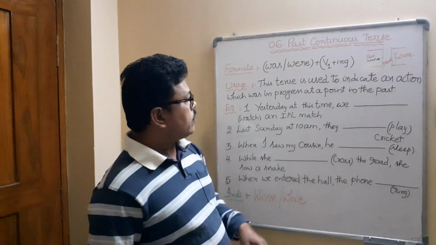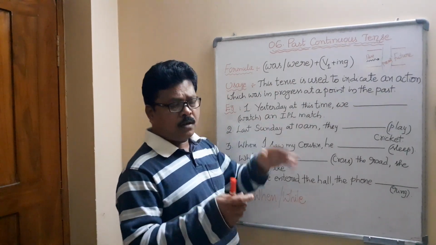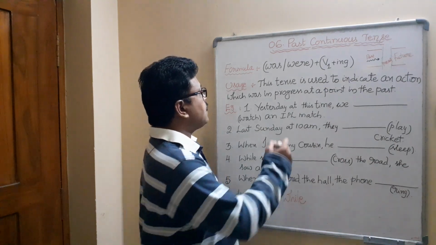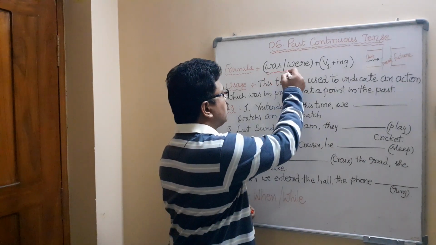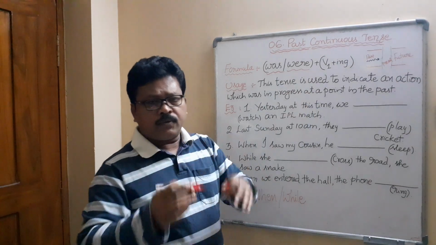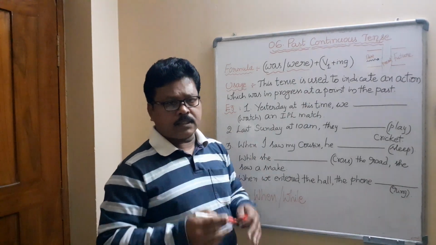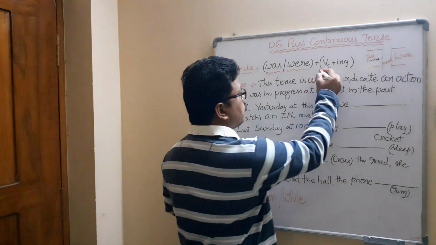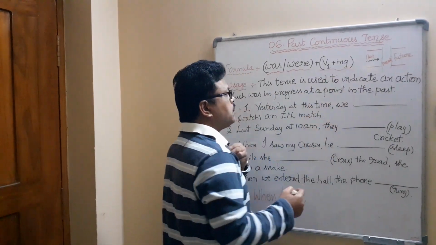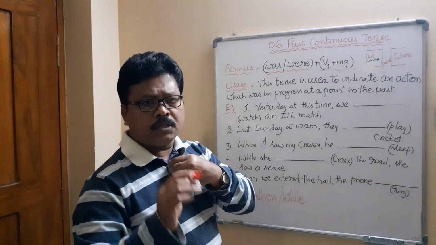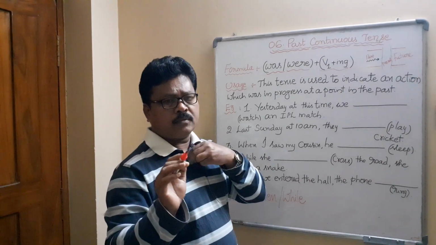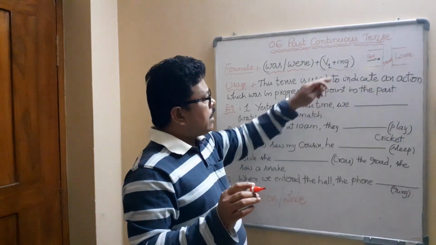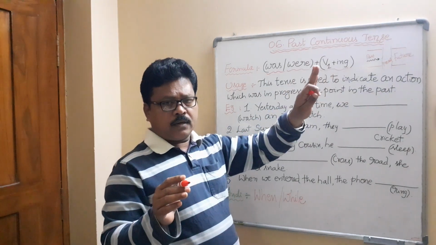And here we go now. So what is the formula? The formula is very simple. What are the be forms of past tense? These are the be forms: was or were. Be forms of past tense, was or were, plus continuous, which means V1 plus ing form. Continuous means always V1 plus ing form. Ing is added to V1 only, not to V2 or V3.